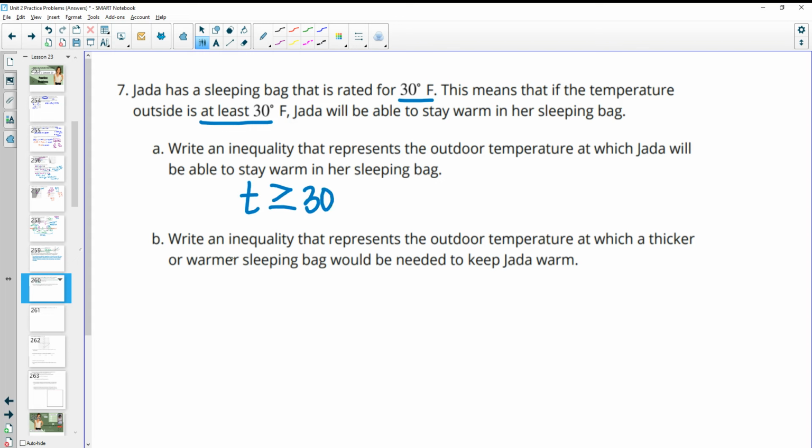So then we want to write an inequality that represents the temperature at which she needs a thicker or a warmer sleeping bag. So if the temperature is not greater than or equal to 30, so if the temperature is less than 30 degrees, then she's going to need a warmer sleeping bag.